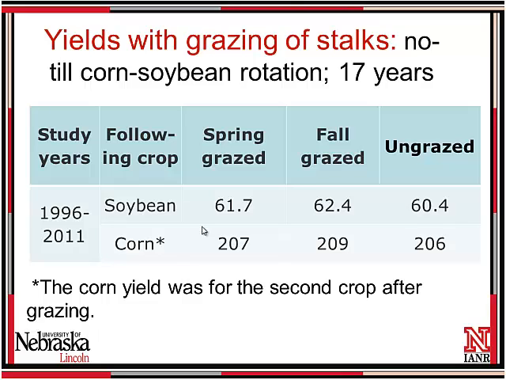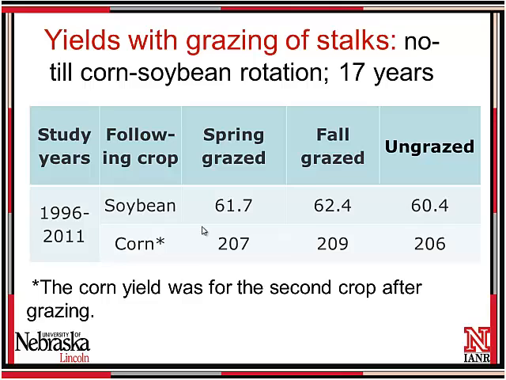What about grazing stalks, and especially for no-till? We need to do tillage after grazing stalks to be able to maintain our productivity. This is also work from the ARDC, and it's the average of 17 years. And so what we have here is a corn-soybean rotation, and it's the corn stalks that were grazed. So what effect did it have on the soybean yield the following season?